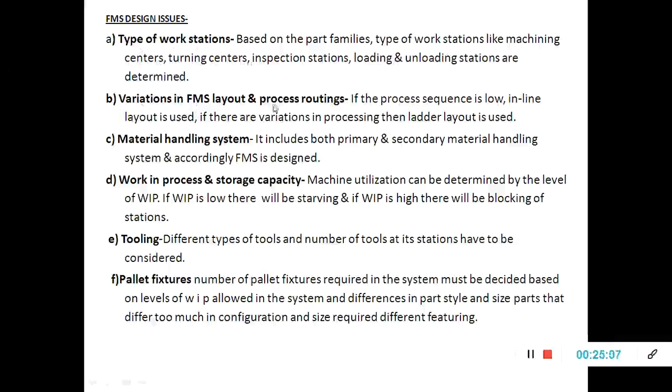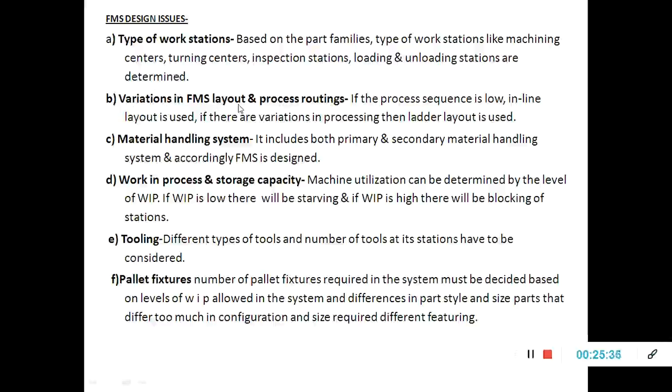Variation in FMS layout and process routing. If the processing sequence is short, meaning only 4 to 5 operations, then an inline layout is used. If there are more than 10 or 20 processing operations, then a ladder type of processing operation flow is used. That is variation in process layouts.